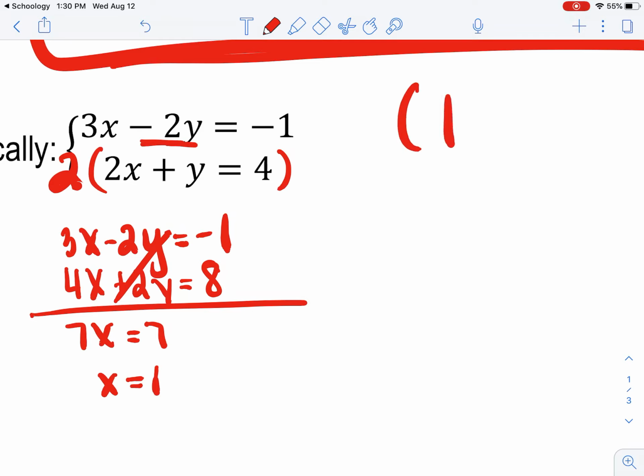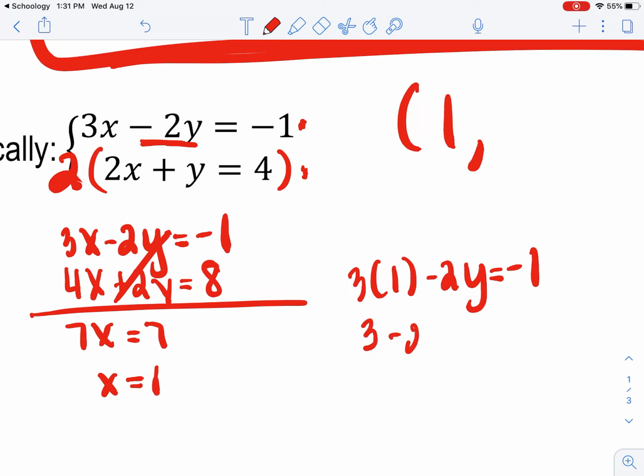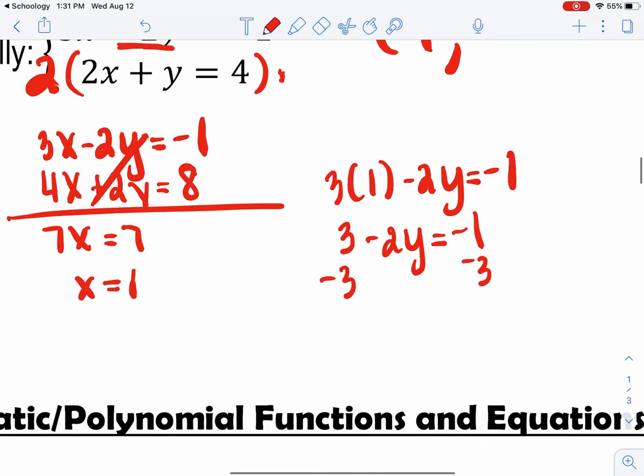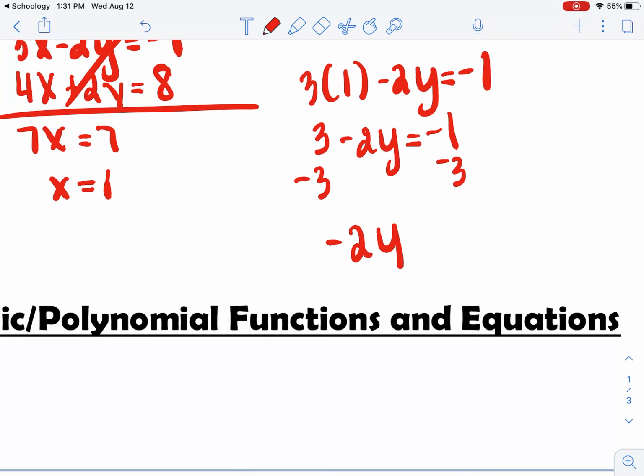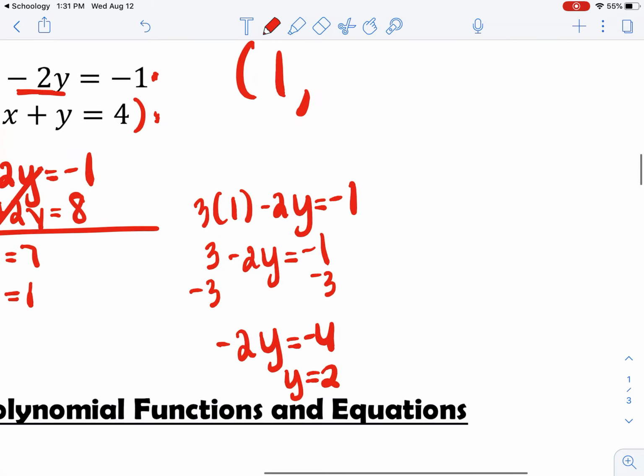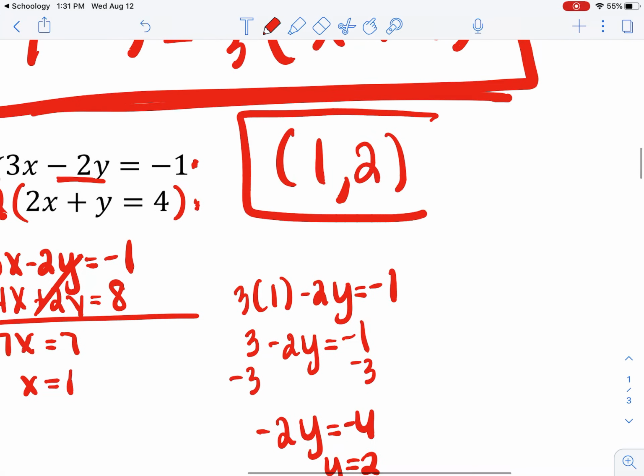Now I have x, I need y. So I'm going to plug in x into either of my original equations. It doesn't matter which one. I'm going to use the first one though. 3 times 1 minus 2y equals negative 1. 3 minus 2y equals negative 1. Subtract 3. Negative 2y equals negative 4. Y equals positive 2. So my answer is the point (1, 2).